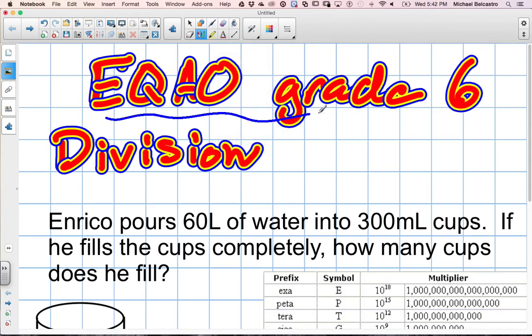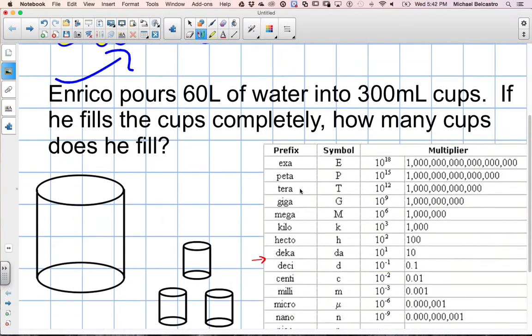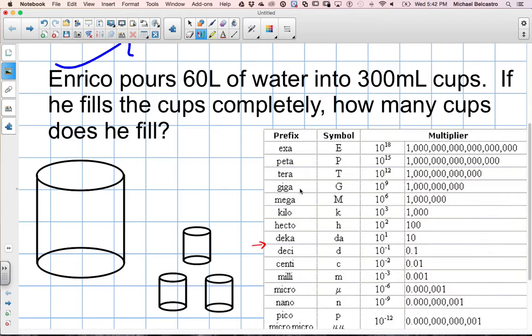An EQAO question from grade 6, and this one is focused on division. So we kind of give away how we're going to solve it. We're going to talk about this question, and we put a chart here, and we'll talk about that.